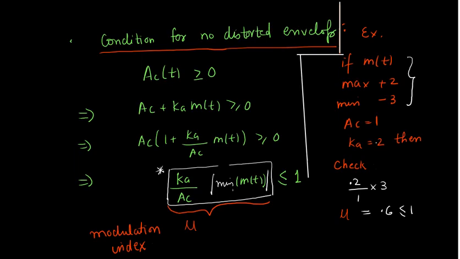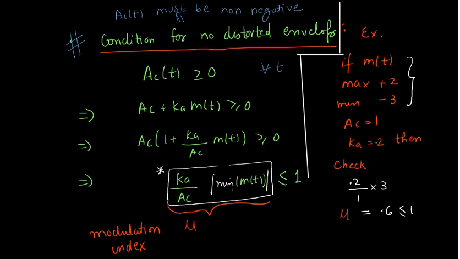So what is the condition? If someone asks you what is the condition for no distorted envelope, you say that the envelope must be positive for every t, right? For all time it must be positive, correct? This is true if A_c(t) is nothing but A_c plus k_a m(t), so it must be positive or non-negative, because it can be equal to 0. So the condition for no distorted envelope is that your A_c(t) must be non-negative.